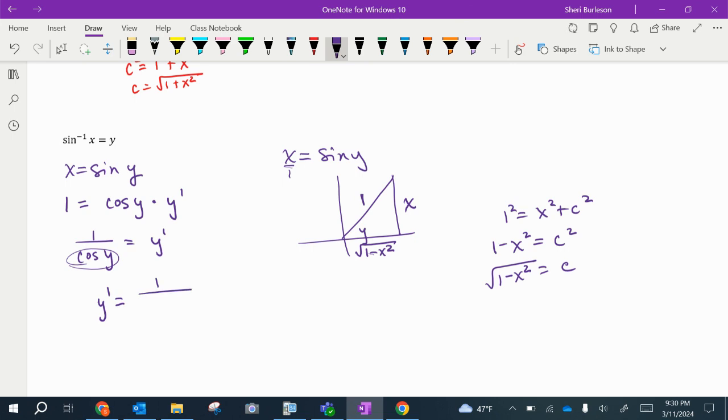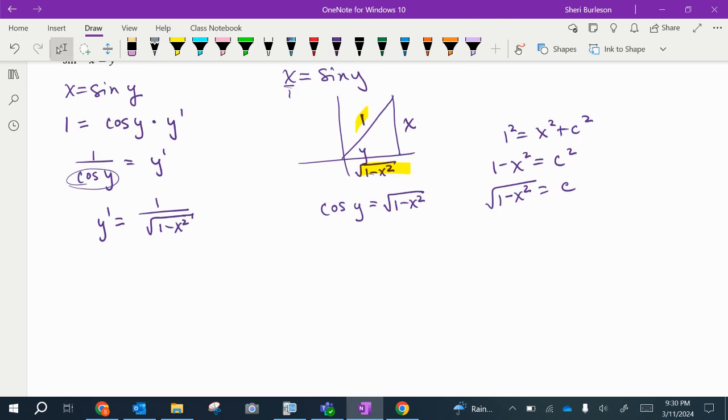So y prime is going to equal 1 over the cosine of y. Here, the cosine of y is adjacent over hypotenuse. So the cosine is the square root of 1 minus x squared over 1. I probably don't need to write that over 1. So my derivative has 1 minus x squared underneath that square root in the denominator. So y prime is equal to 1 over the square root of 1 minus x squared.